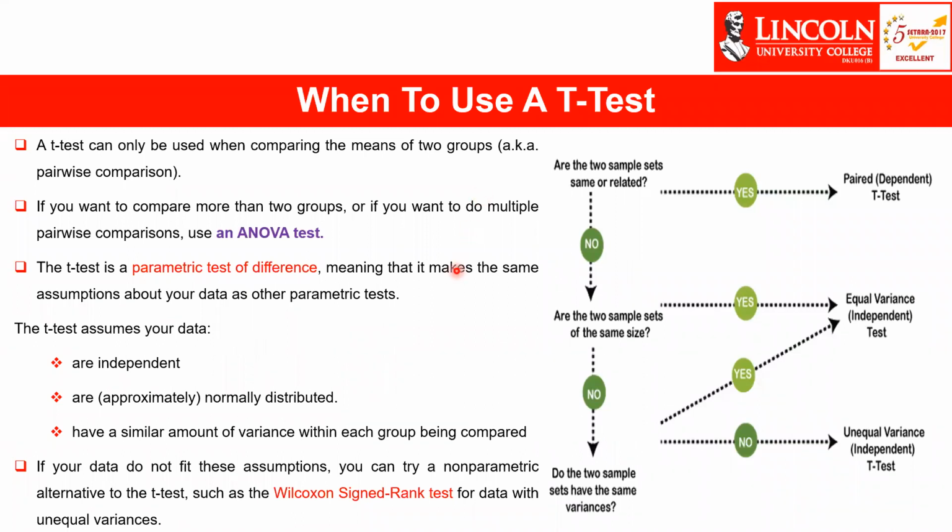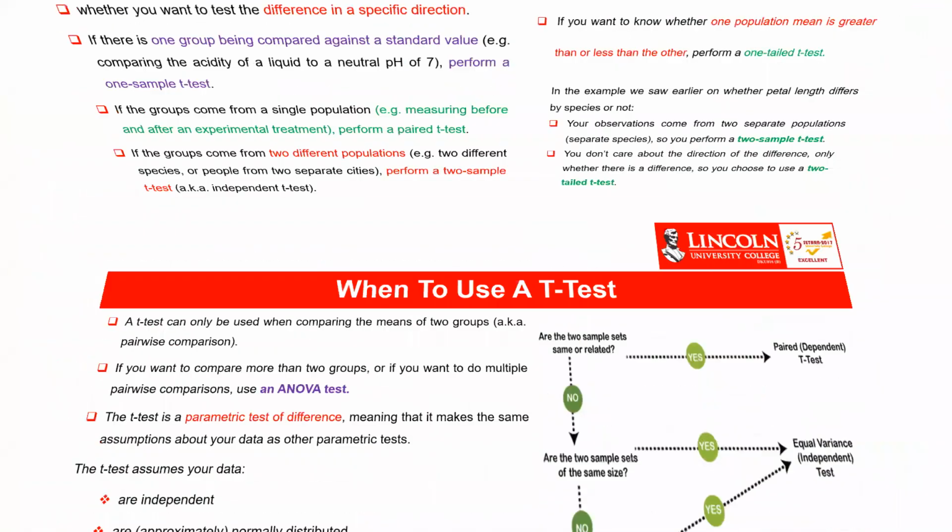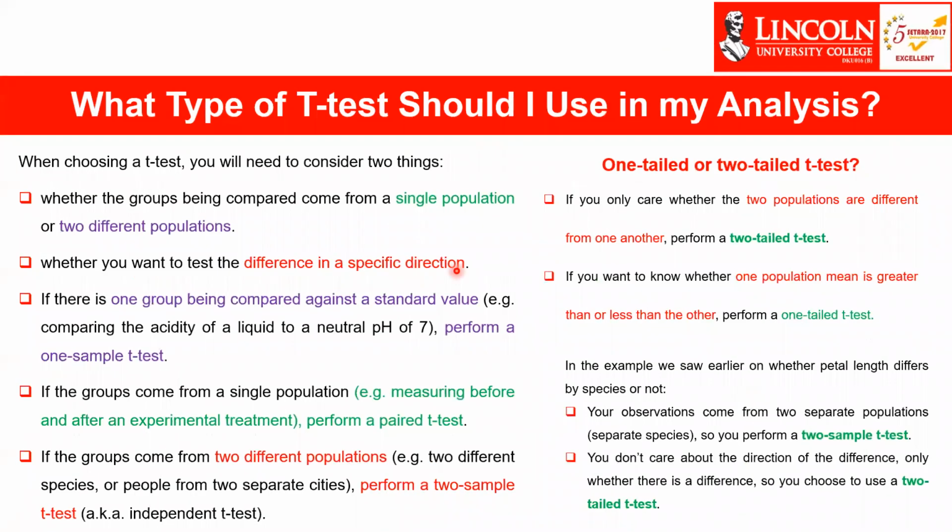Now, what type of t-test can you apply, and when do you use that particular t-test in research? When choosing a t-test, you will need to consider two things. One, whether the groups being compared come from a single population or two different populations.